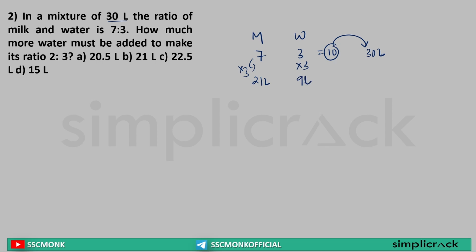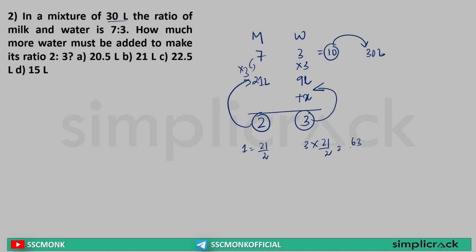Yes or no? Yes. Now it is saying how much water should be added so that the ratio will be 2:3. That means 2 part will be milk, 3 part will be what? Water. Now sir, 21 liter is the milk. 21 liter is the milk. So that is equal to 2 part. So 1 part is equal to 21 by 2. Now water is 3 part. So if 1 part is 21 by 2, 3 part will be 3 into 21 by 2, that is equal to 63 by 2, which can also be written as 31.5 liter.